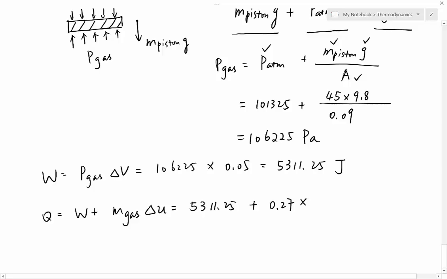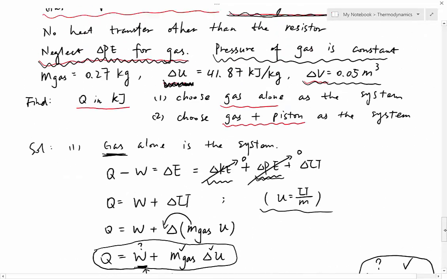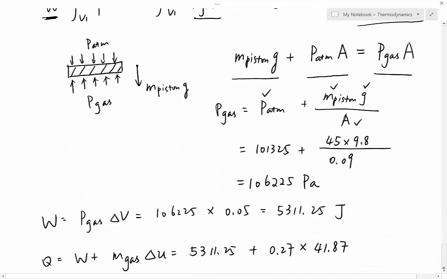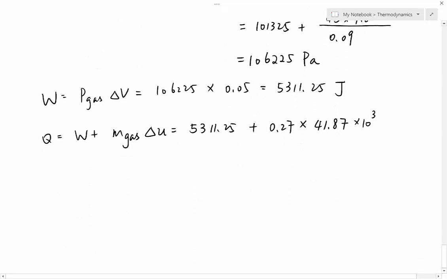Delta U is given. It's 41.84. But pay attention to the unit of this number. 41.84 kilojoule per kilogram. Which one is not SI? Kilojoule or kilogram? Kilojoule is not SI. So what we need to do is to convert kilojoule to SI unit, which is joule. Kilojoule to joule, times 10 to the third. So now everything in my right hand side is SI unit.